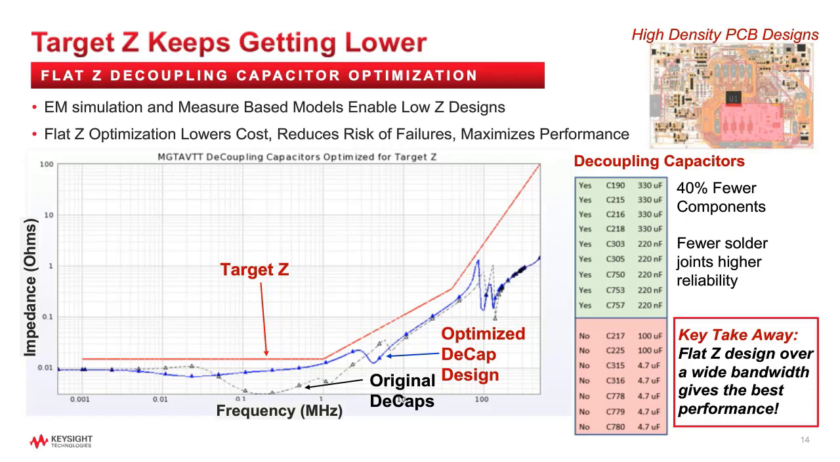Here you see a plot of the impedance versus frequency for a 1.2 volt power rail going to an FPGA with the target impedance mask added in red. This target impedance in red shows the flat region where the power supply and printed circuit board power delivery network must deliver the power to the load.